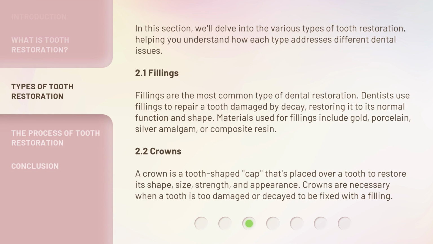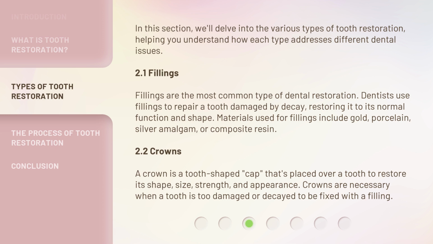In this section, we'll delve into the various types of tooth restoration, helping you understand how each type addresses different dental issues. 2.1 Fillings. Fillings are the most common type of dental restoration. Dentists use fillings to repair a tooth damaged by decay, restoring it to its normal function and shape. Materials used for fillings include gold, porcelain, silver amalgam, or composite resin.